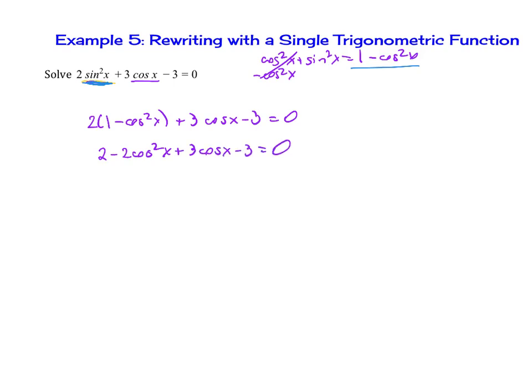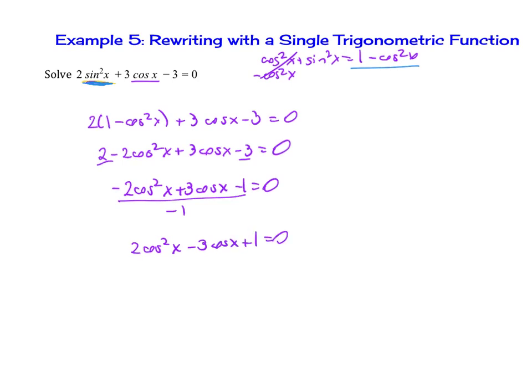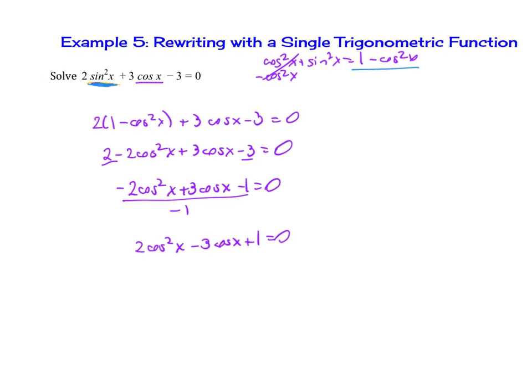So 2 minus 3, let's simplify further: negative 2 cosine squared of x plus 3 cosine of x minus 1 equals 0. What you need to do is change this to a positive, so divide everything by a negative 1 to change the sign. So this is 2 cosine squared of x, negative 3 cosine of x, and a positive 1 equals 0. Make sure you do change that to a positive.